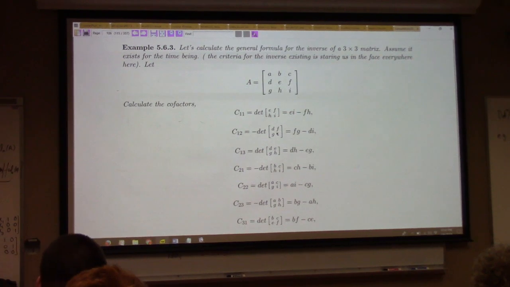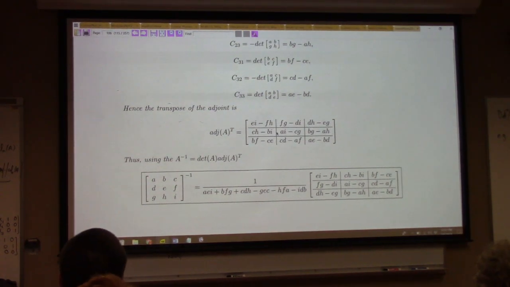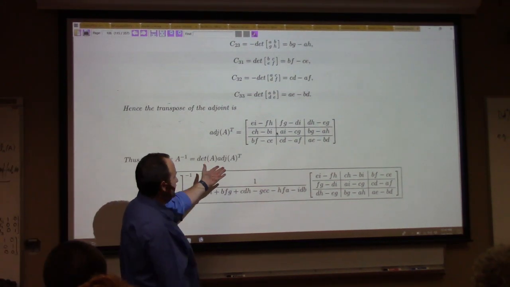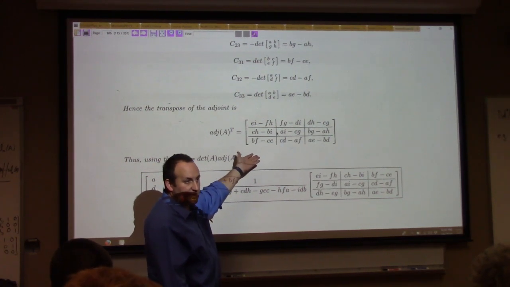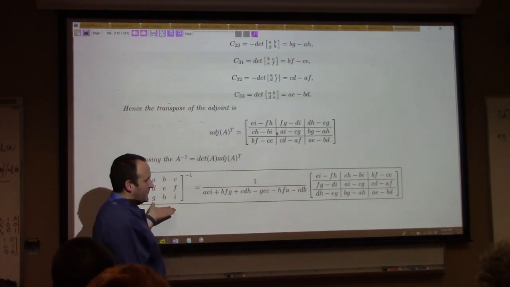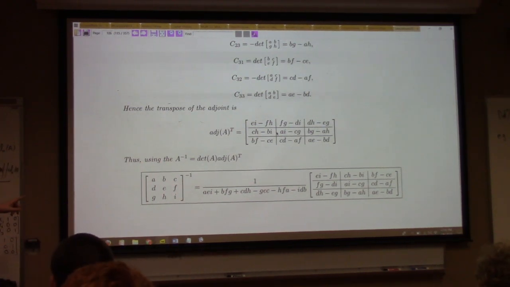And anyway, here it is in all of its glory. This is the adjoint transpose of a 3 by 3 matrix. This is the analog of the formula you know for the 2 by 2 matrix inverse. And here's straight up the formula for the inverse of a 3 by 3. Do not use this. Do not memorize. If you memorize this, I kill you.